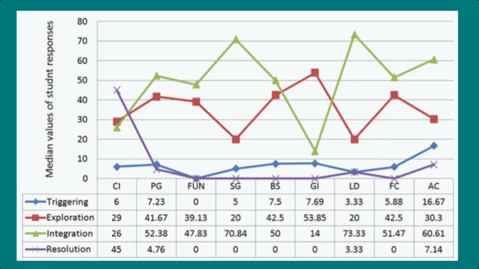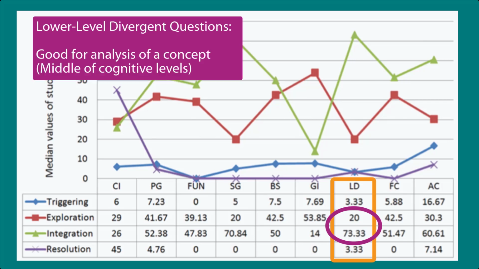Now, let's look at the findings of a study conducted by Richardson, Sadoff, and Ertmer in 2012. Based on the question type, they connected students' responses to the phases of the PIM. Let's look at lower-level divergent questions. You'll see that LD questions often result in answers in the exploration phase and integration phase. So we know that lower-level divergent questions are a good option if your goal is for your students to analyze a concept, which is in the middle of the cognitive levels.